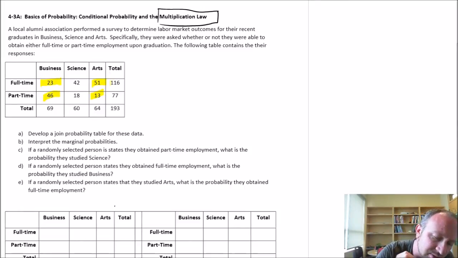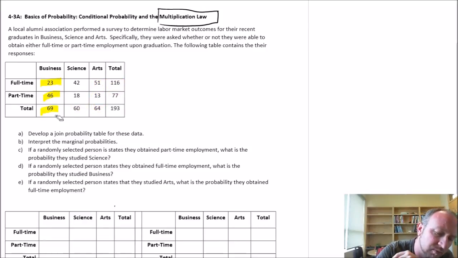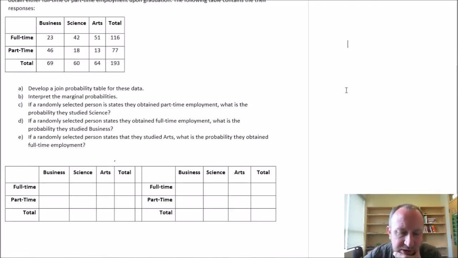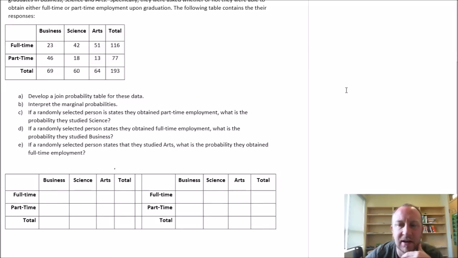So we've got the different combinations of field of study and employment status. And then over here we have the total number of full-time, total number of part-time, total number of business, science, and art students. So we've got here a cross-tabulation of the relevant data that we can now use to put together this joint probability table. I've produced two side-by-side tables.